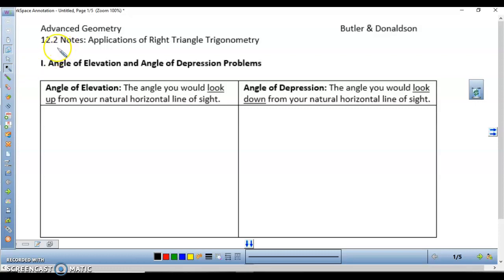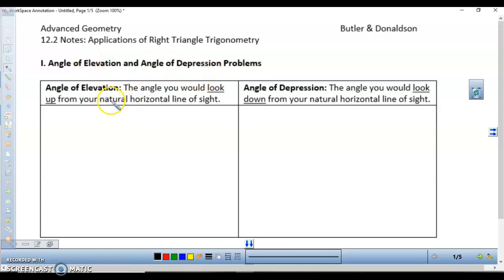And today we're going to talk about section 12.2, which is applying what you learned from 12.1 about right triangle trigonometry. So today we're just going to talk about some application problems where you could use right triangle trigonometry to solve for some unknowns. So first, a little bit of vocabulary.